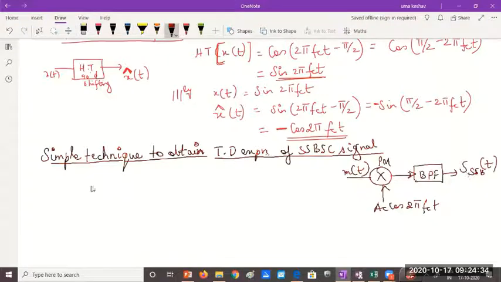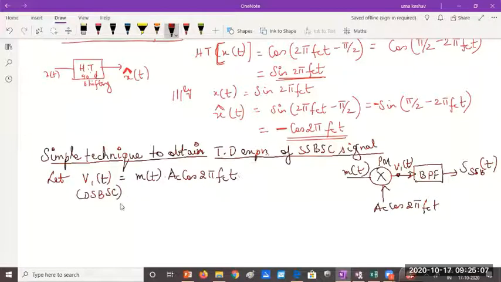Okay. So let's consider the output here. What would be the output here? V1 of t. It's a DSB SC signal. Please remember, whenever I multiply message with carrier, you always get a DSB SC signal. So V1 of t is message into carrier, AC cos 2 pi FC t.